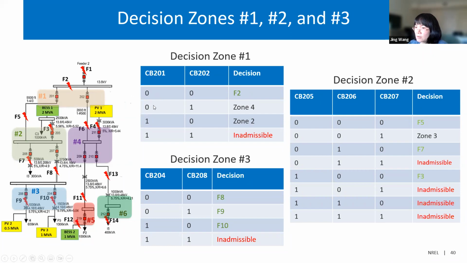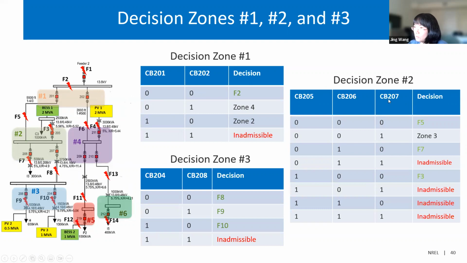If it's 0, 1, we think it's the responsibility of zone 4. Otherwise, if it's 1, 0, it's zone 2's responsibility. If both are 1, 1, then it's inadmissible, so it's non-detectable, or nothing happens. So this is zone 1.